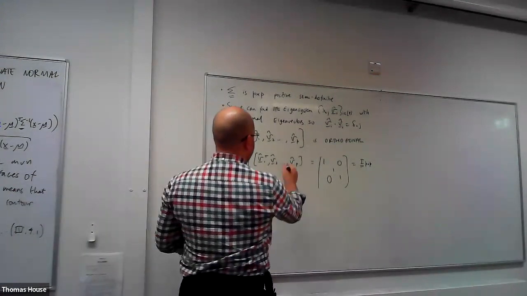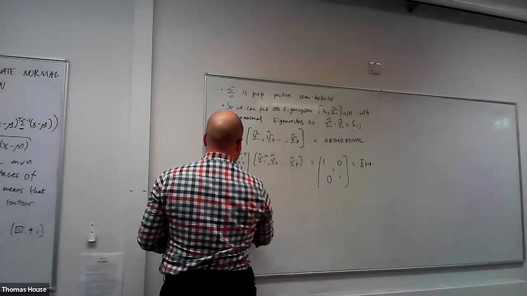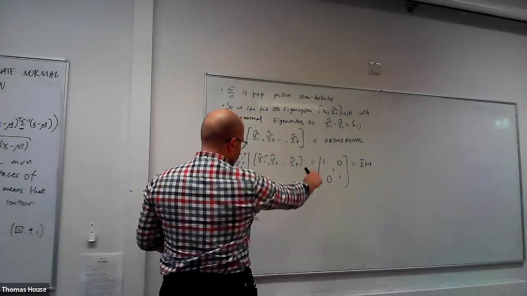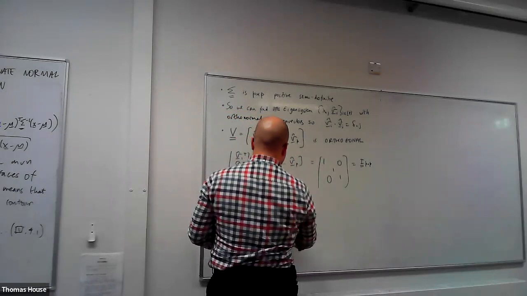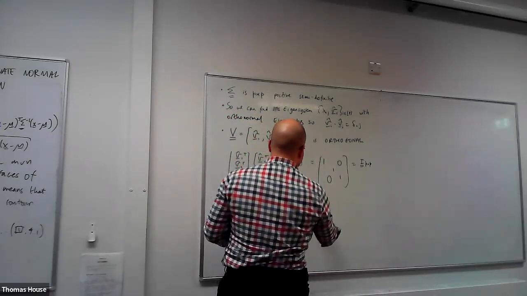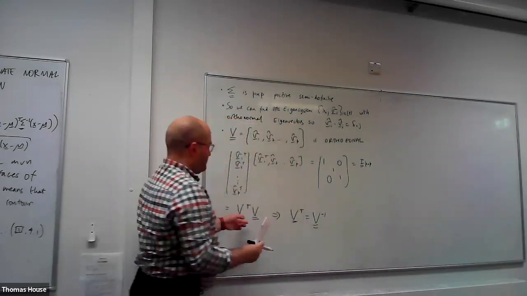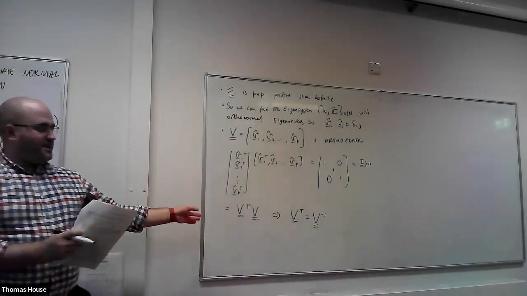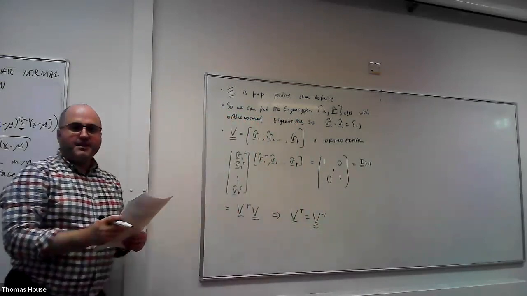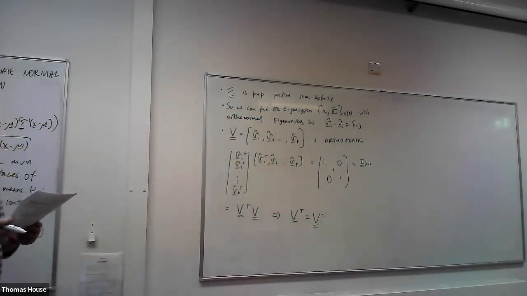Okay, so this is equal to V transpose V. Yeah, but we know that then implies that V transpose is the inverse, right? Because the matrix that when multiplied by this gives you I is the inverse, right? So transposition gives you inverse for an orthogonal matrix. And that's a length preserving transformation.